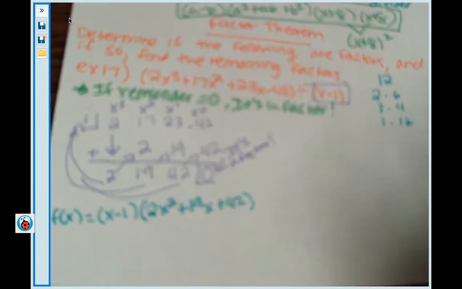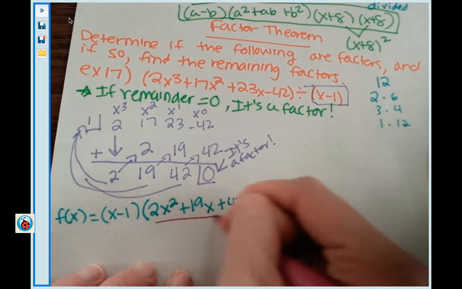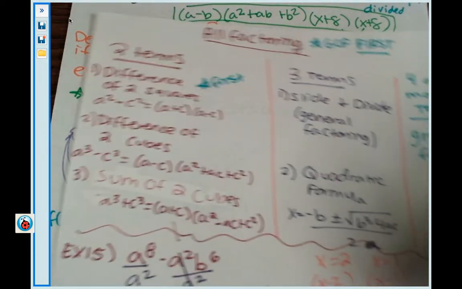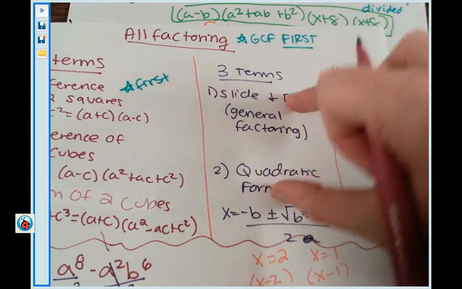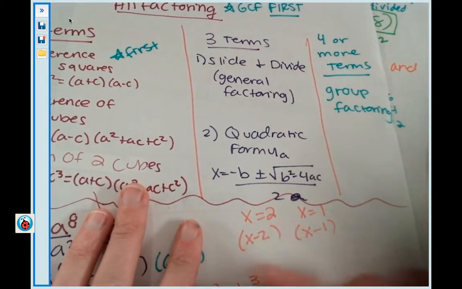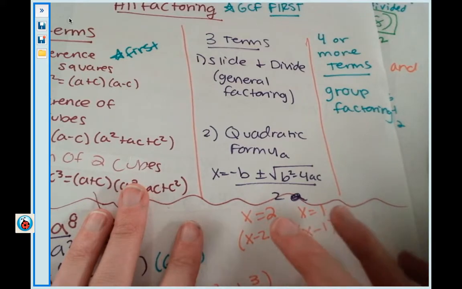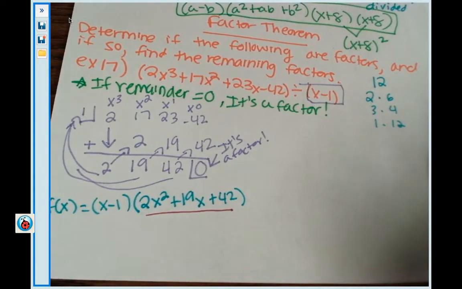So you have to keep asking yourself, could I keep factoring? And I hope so, because we love to factor. We love it. All right, so this one, okay, we have 3 terms. Okay, so looking at our chart. All right, guys, so we have 3 terms. Our options are slide and divide or the quadratic formula, but remember, if you use the quadratic formula, you got to move your number over into factored form. These are the zeros. These are factored form. Okay, I'm going to use slide and divide though, so let's see what happens when we do slide and divide.